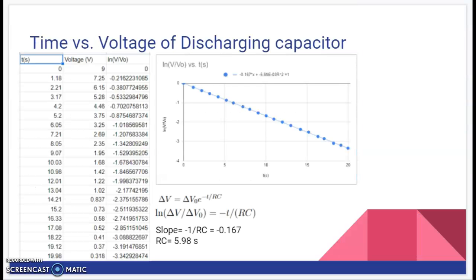Next, using the previous RC circuits, we plotted some graphs. At each interval of time, we measured the voltage, and then we took the natural log of the voltage over the initial voltage. As you can see here, it makes a pretty clean linear equation. Using the slope, negative 0.167, we can find the time constant RC, which is 5.98 seconds.